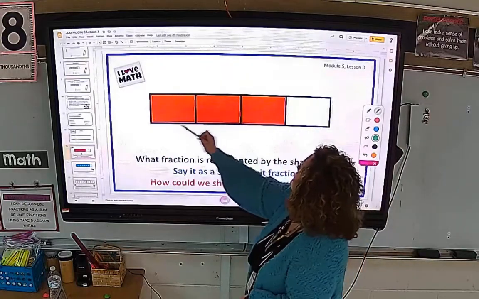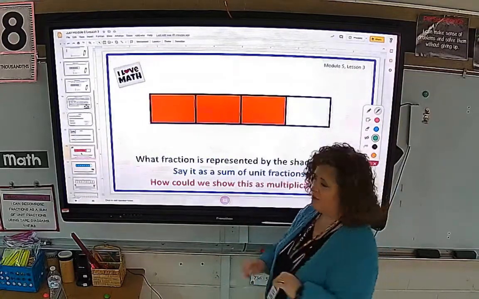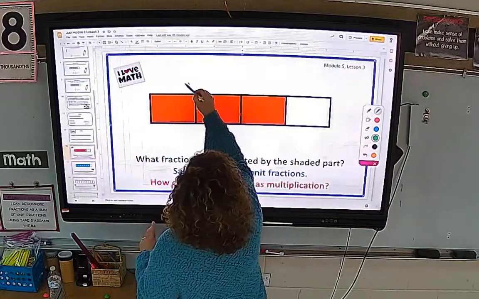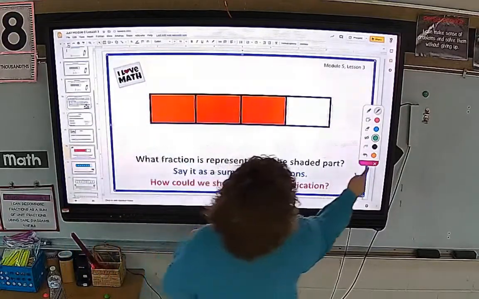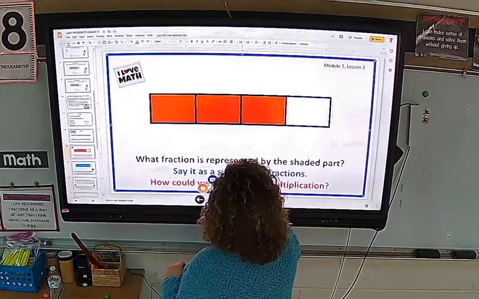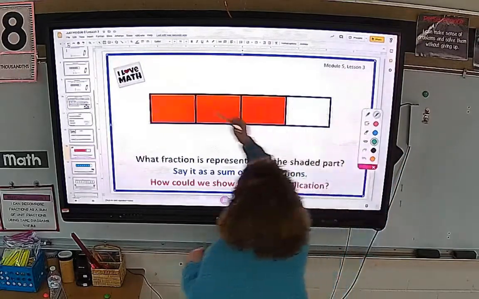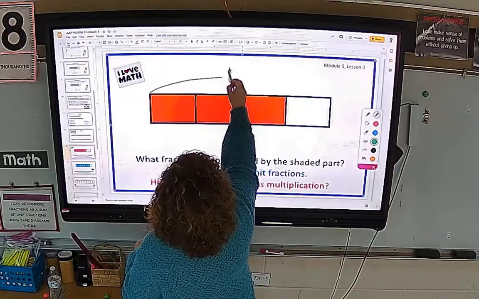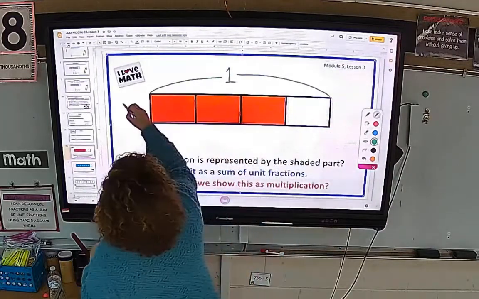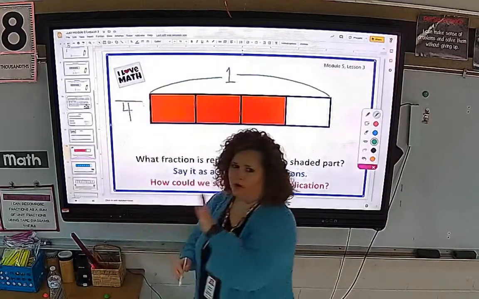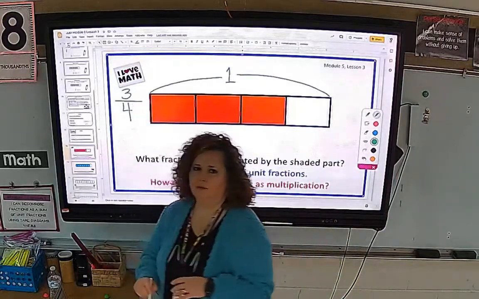So we have a tape diagram that is divided into 4 equal parts. We know that 4 equal parts. Let me undo that. Sometimes I've got to turn this off and turn it back on for some reason. Maybe it'll work now. We're going to just show that this is equal to 1. This is 1 whole. So if that is 1 whole, we've got 4 equal parts as our denominator. 4 parts makes up the 1 whole. How many are shaded? 3. So our fraction that we're going to be working with is 3/4.